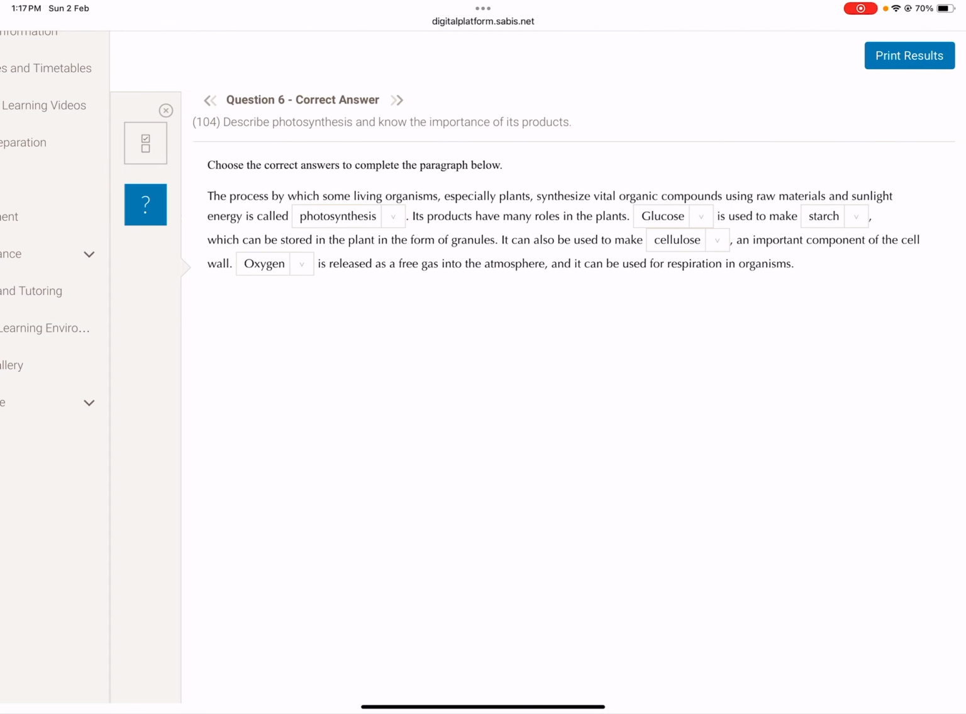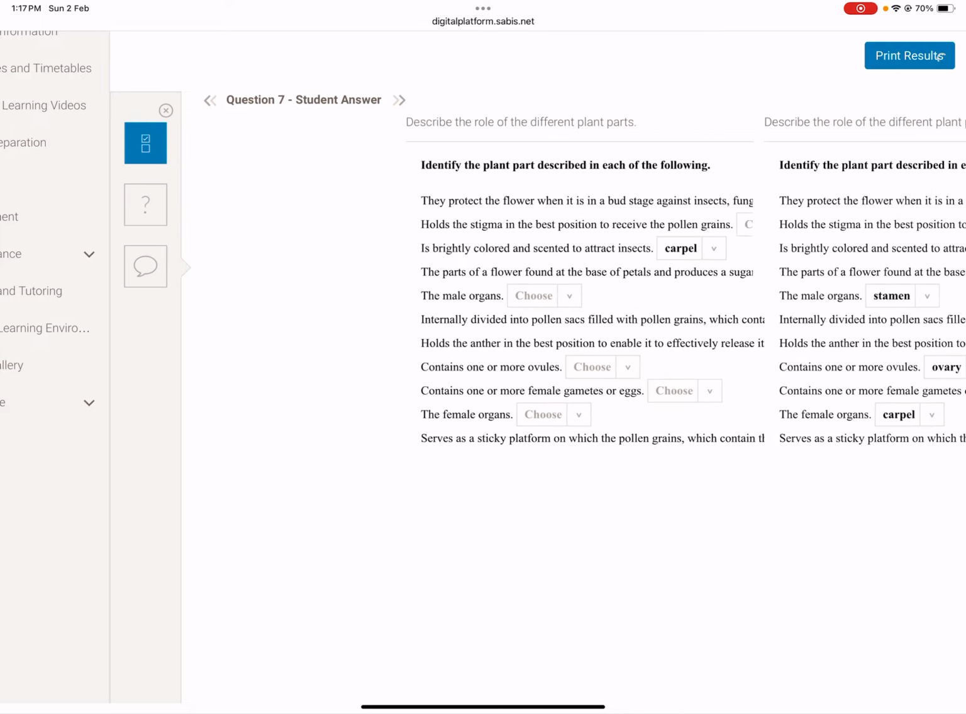Okay, the process by which some living organisms, okay, this is easy. They're just telling us how plants produce their food by photosynthesis and the role of glucose. We use it to make starch, for cellulose, and oxygen is released into the environment.